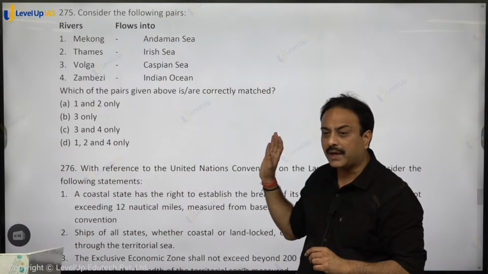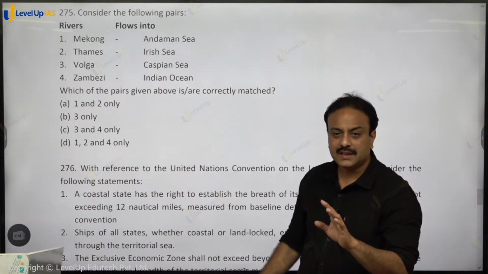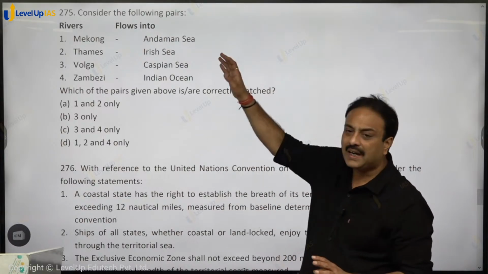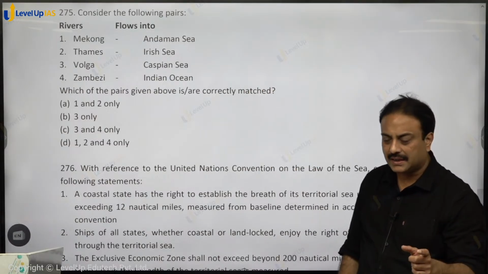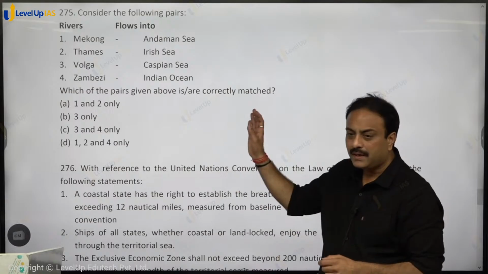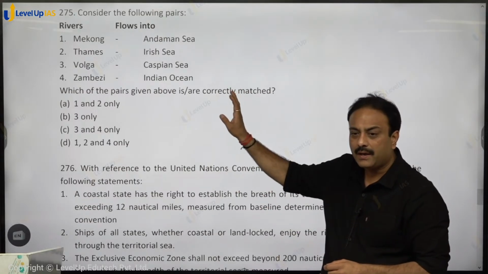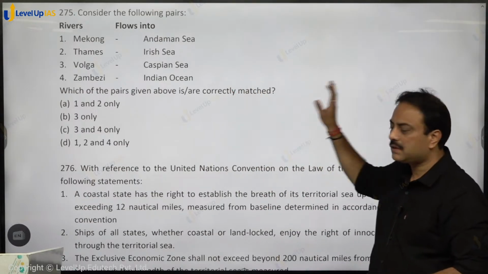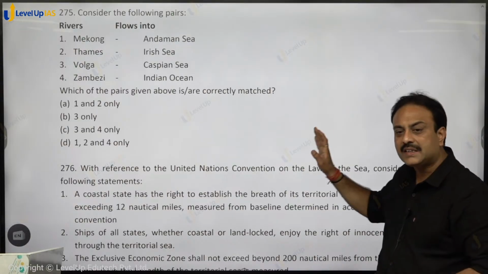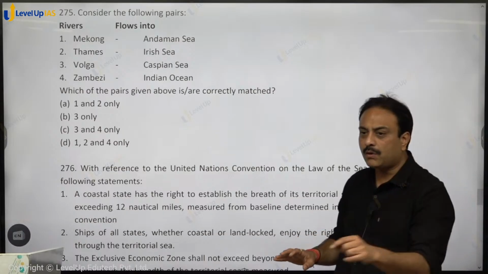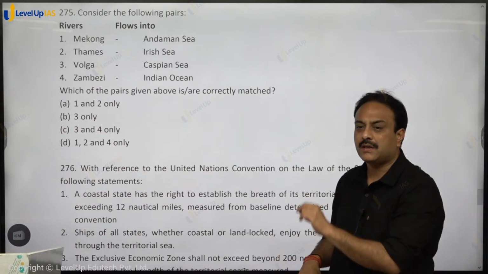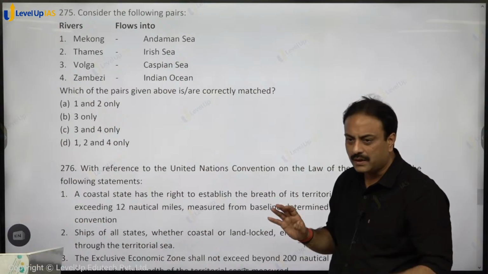Northern Ireland is with the UK. Ireland is a separate country. So the water near Northern Ireland is called the Irish Sea. And the Thames originates in the western part of the UK, England, and flows eastward and drains in the North Sea. Are you getting it? So Thames flows through London, draining in the North Sea. It is not in the Irish Sea. So it is a wrong one.